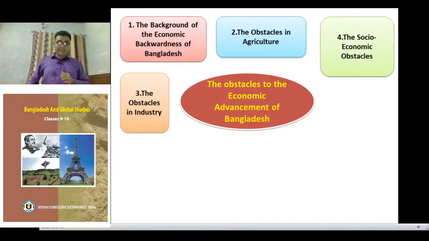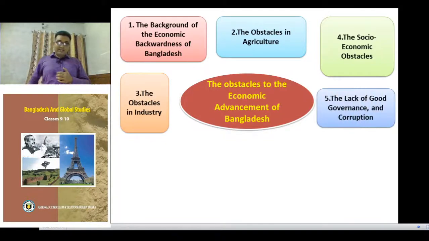The next point is the socio-economic obstacles. Dear students, for the proper economic development of a country, the socio-economic condition of a country plays an important role. But in our country, we can see many socio-economic obstacles. Say, for example, social superstition, child marriage, child labor, corruption, etc. So these obstacles we can see in our society.